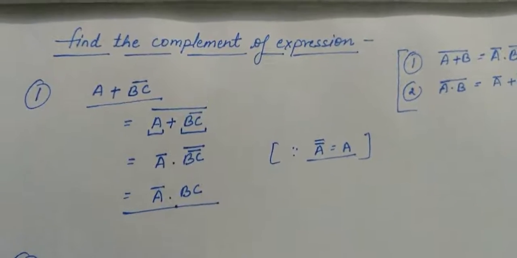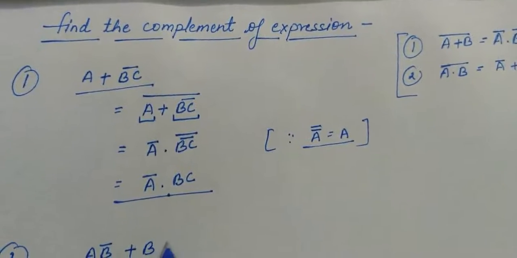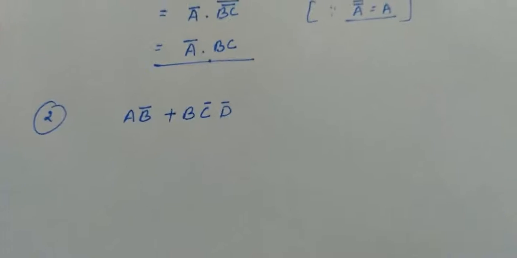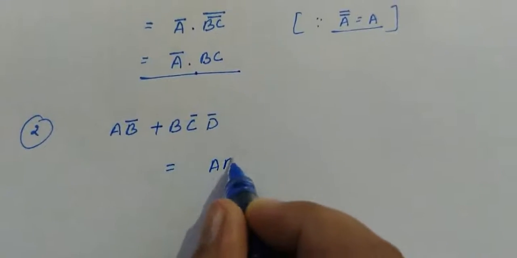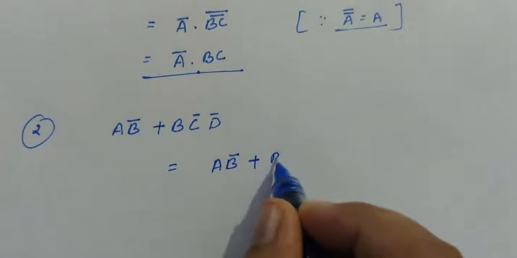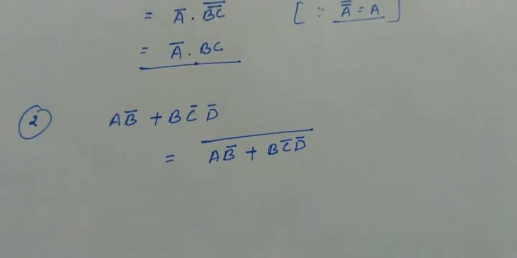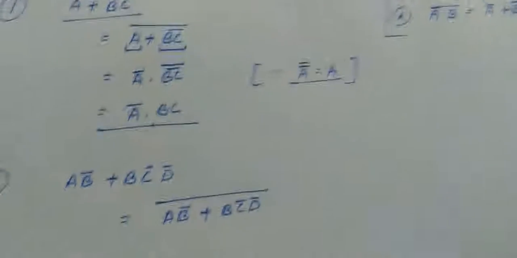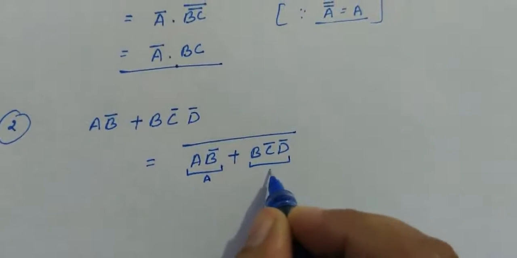Similarly, we have a second example. Suppose we have A B complement plus B C complement D complement. This is the second example. We have to find the complement of this expression. So what we'll do, we'll put a bar above this whole expression. Again using De Morgan's law, which is (A plus B) whole complement is equal to A complement dot B complement, we'll assume this as A and this as B.